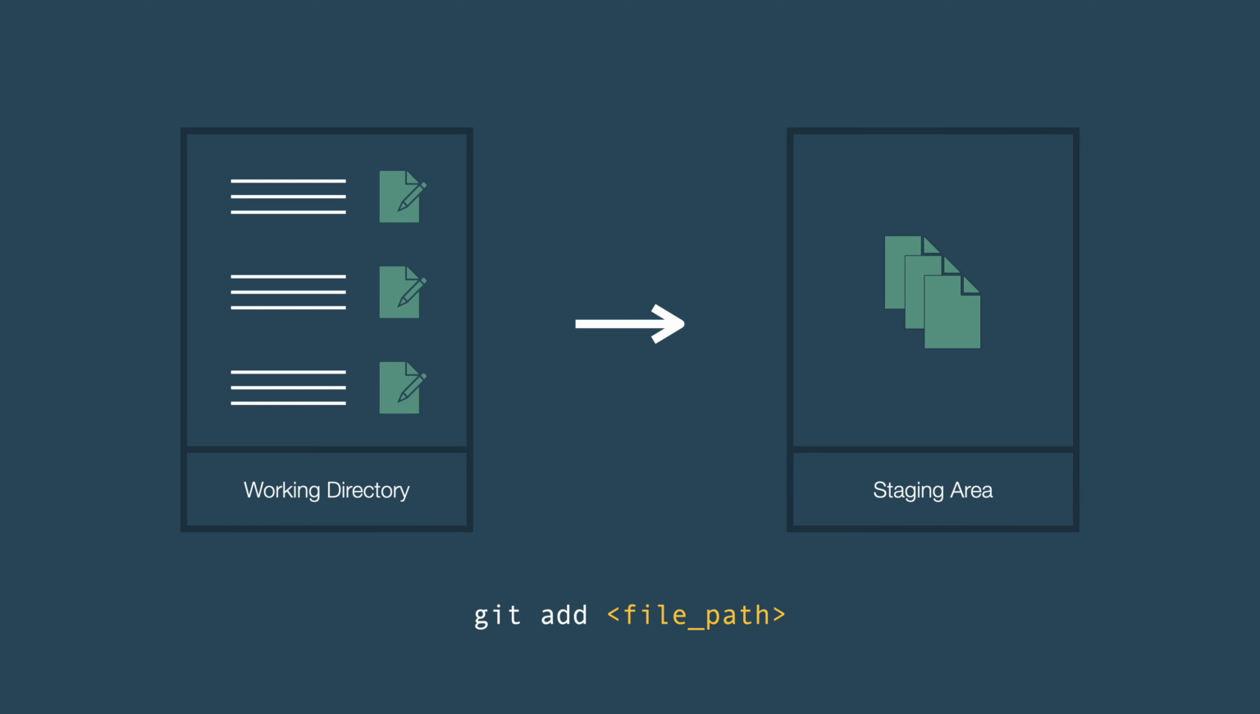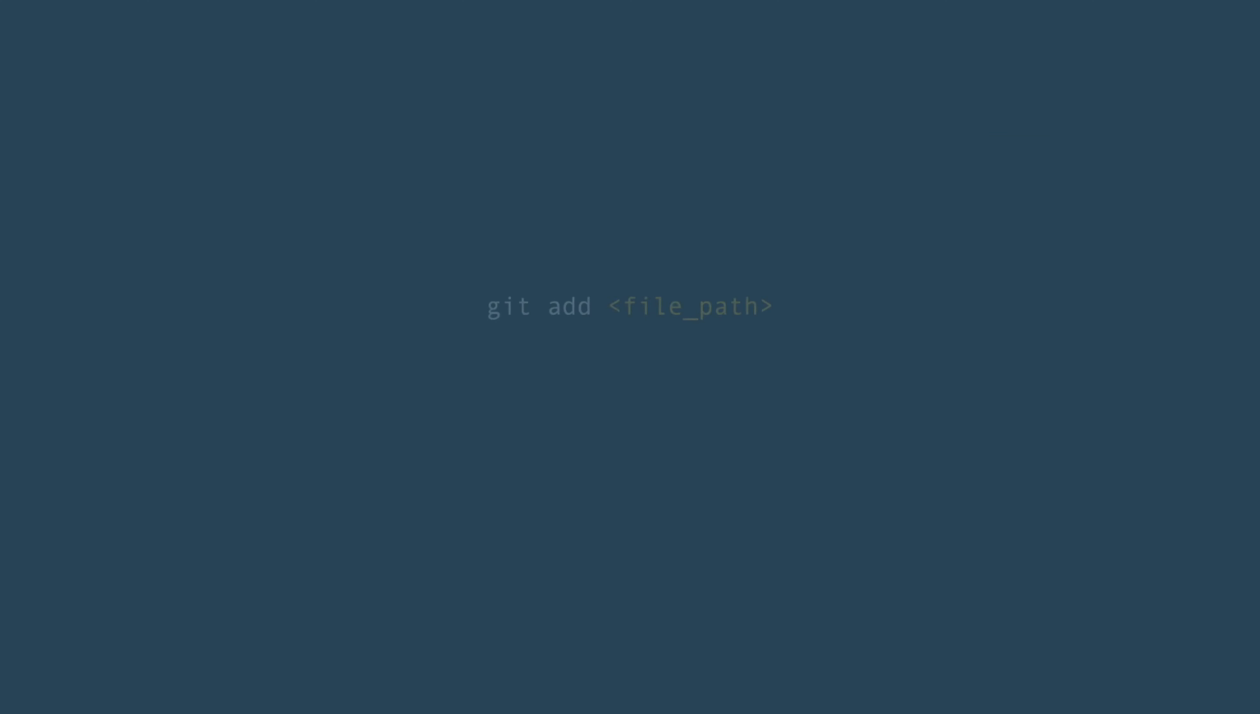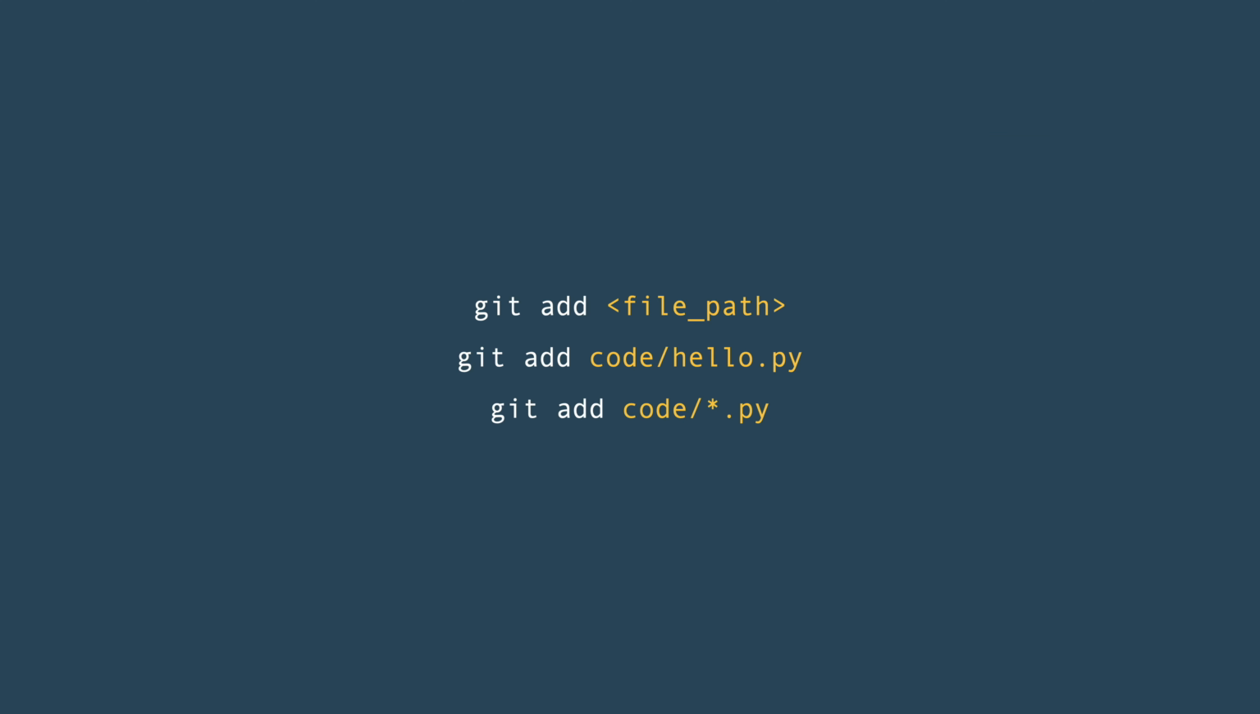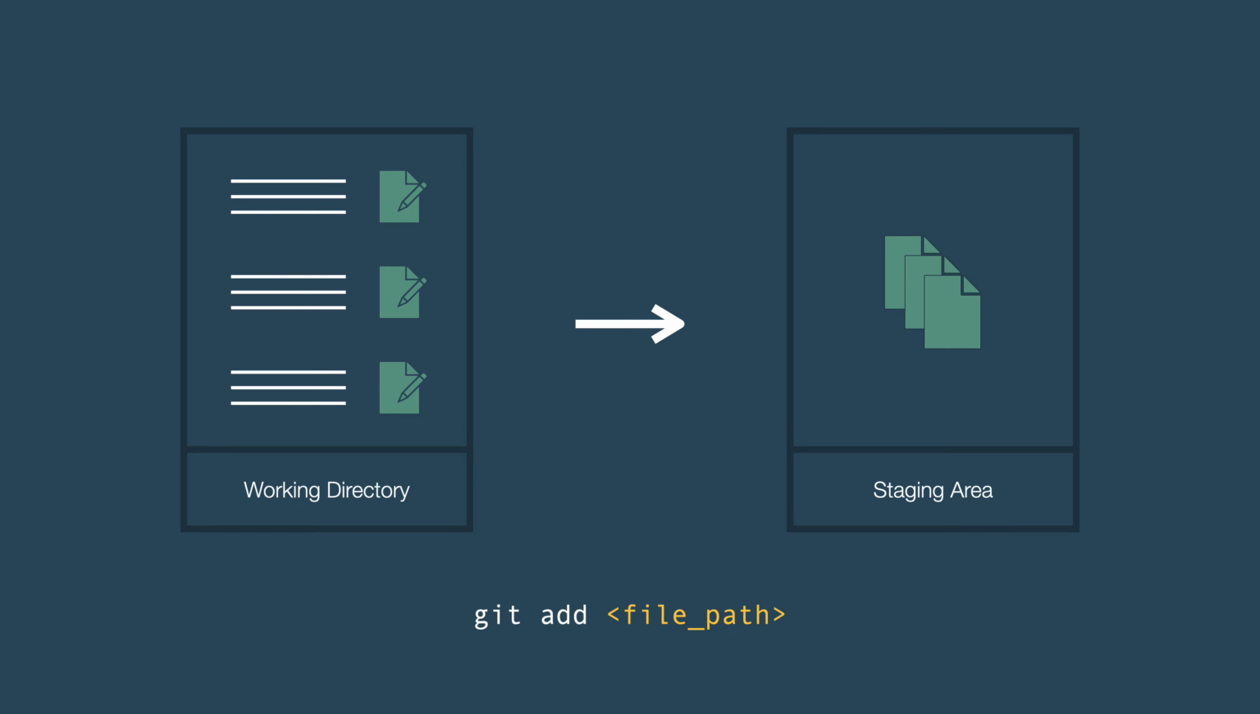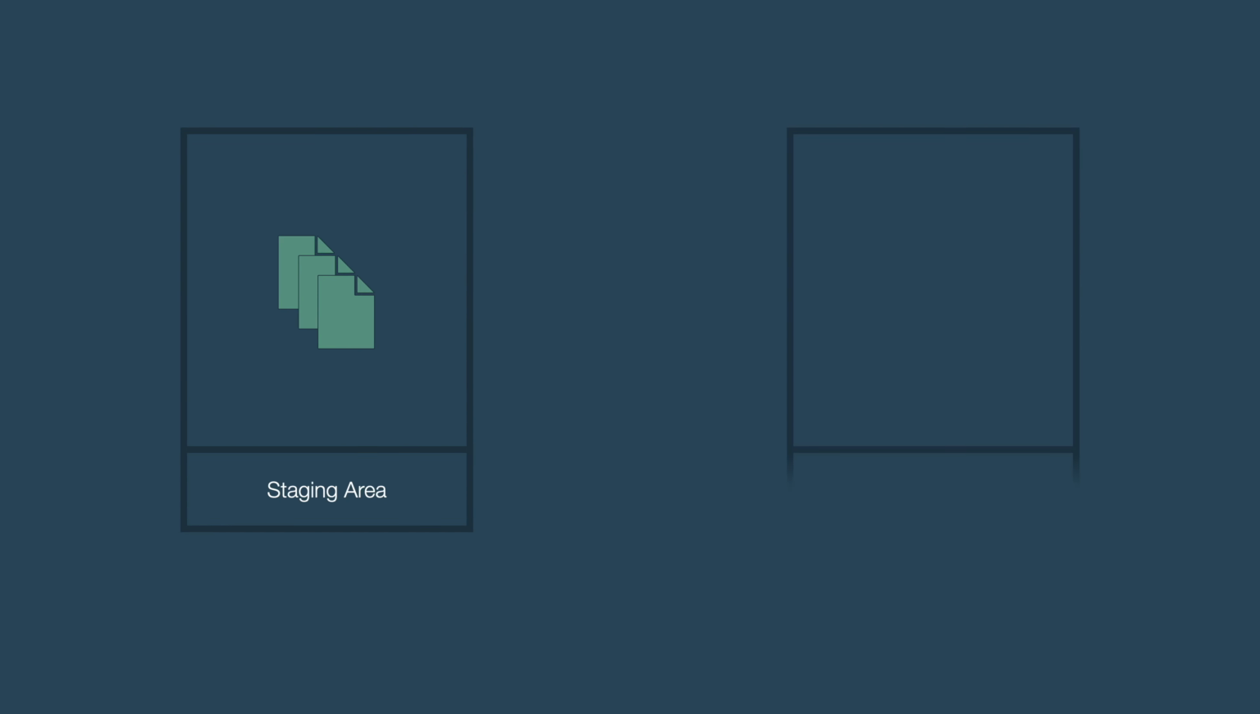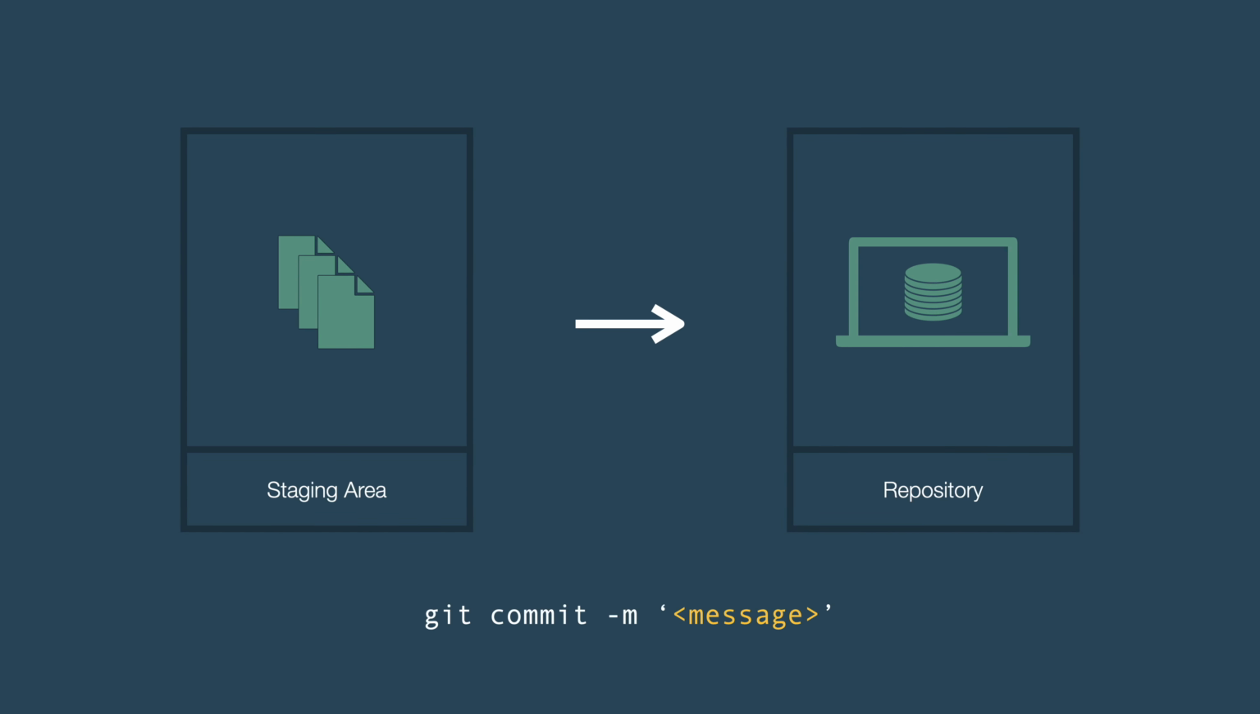Now, I guess for your sanity, the git add command can take a path to an individual file, or it can take multiple files by using wildcard notation, like this. Now we take our snapshot, which again is also referred to as a commit. And the commit command requires a commit message, which should be a short description of the changes that are made.